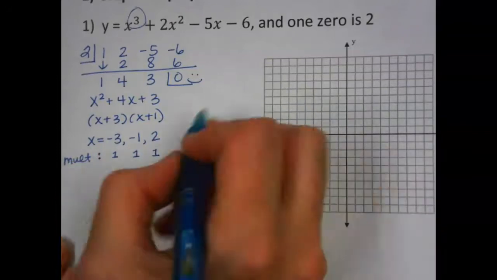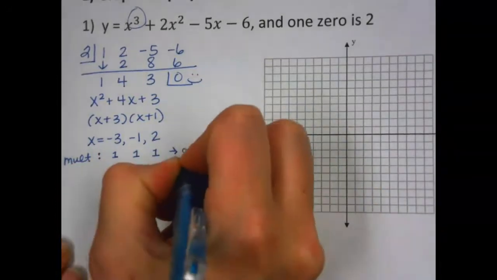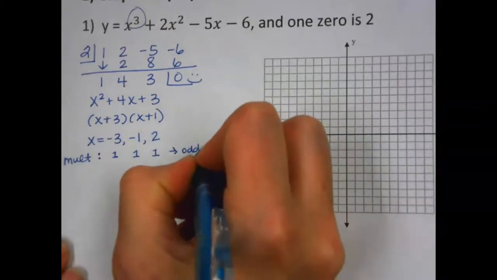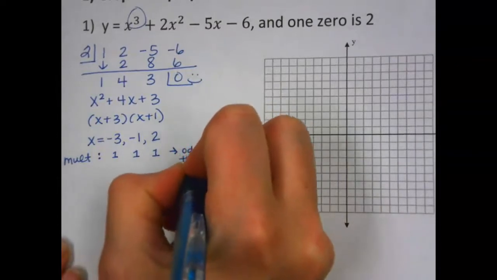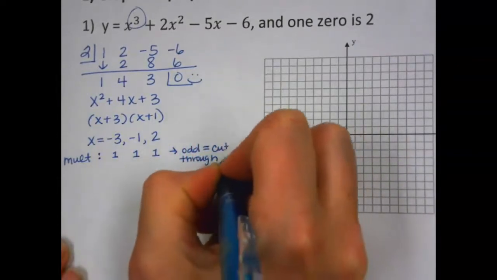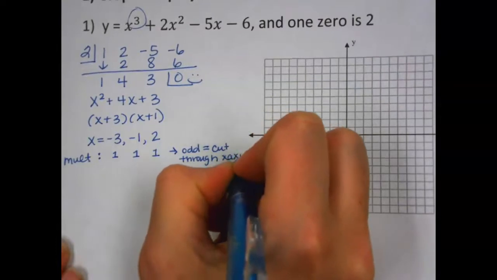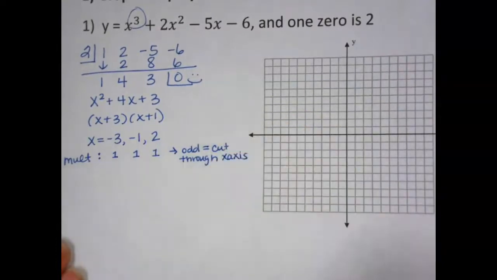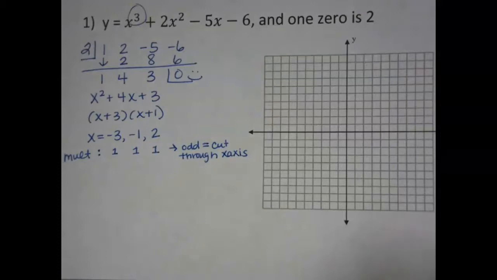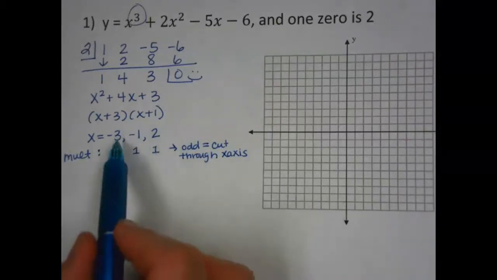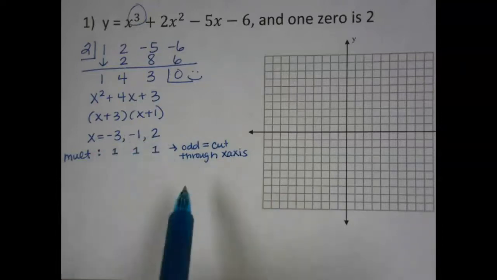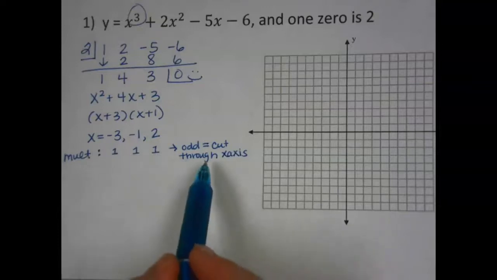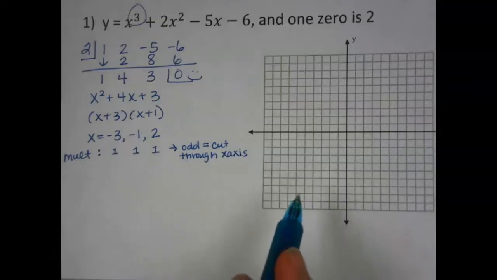Anytime your multiplicity is odd, and all of these are odd because they're all 1, what that means is it's going to cut through the x-axis. Your graph will cut right through the x-axis when they're odd. When they're even, it'll bounce off of it. And we'll do an example later that shows an even multiplicity. But since each one of these only showed up once, there's no double 2 or double -3. They all have a multiplicity of 1, which means they cut through the x-axis.